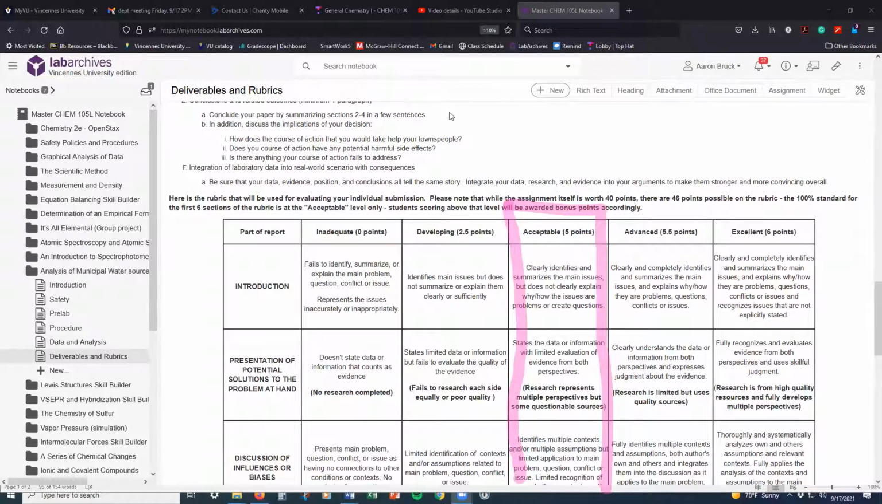Now, there are 2 rubric levels greater than this. That would require that you do a little bit better research and think about the problem a little bit more fully, and if you complete those, you actually can get some bonus points here. But it is going to require more work on your part.